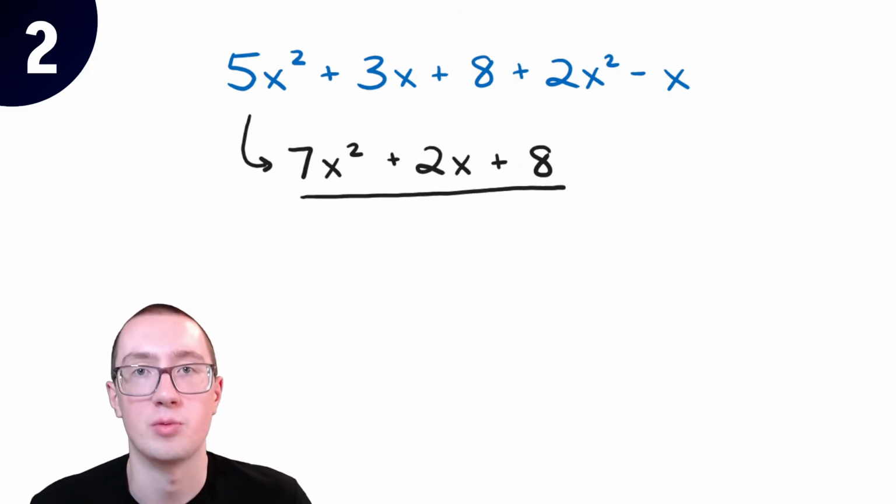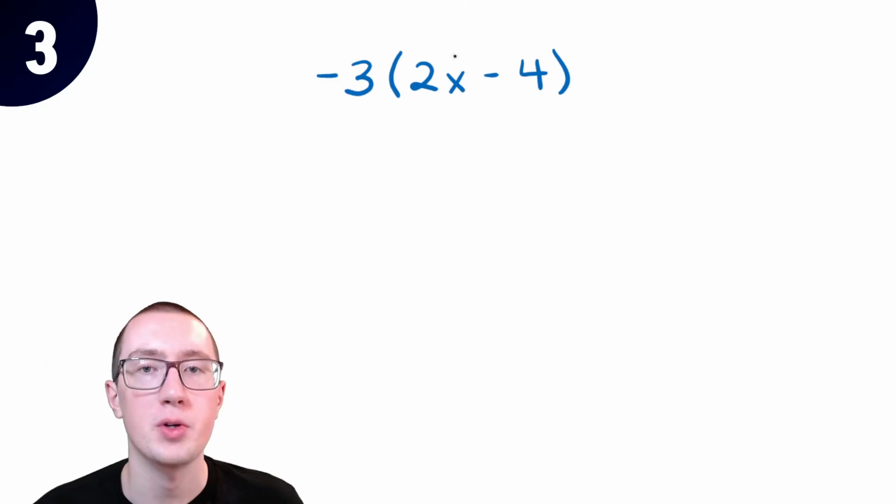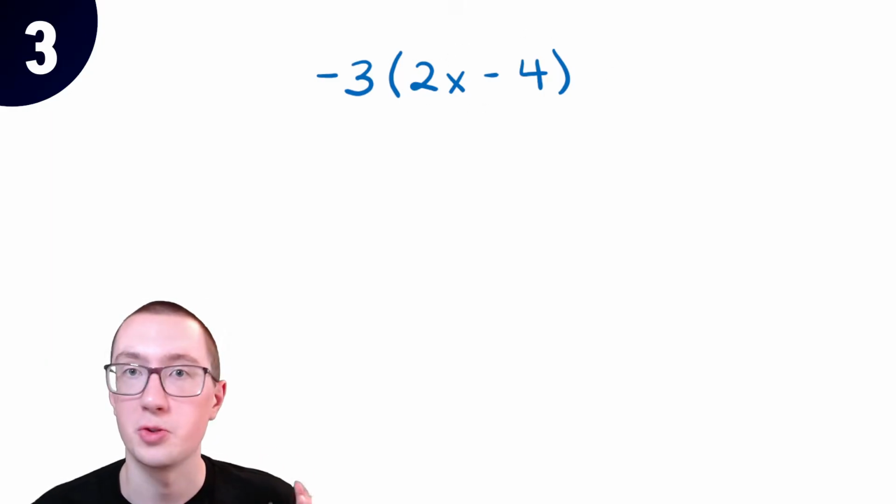So this is the fully simplified form. Now we've talked a lot about adding and subtracting, but what about multiplying? One of the most important rules in algebra is called the distributive property. And that's basically what happens when you have a number in front of parentheses. And remember that the rule still stands about when you don't have a sign.